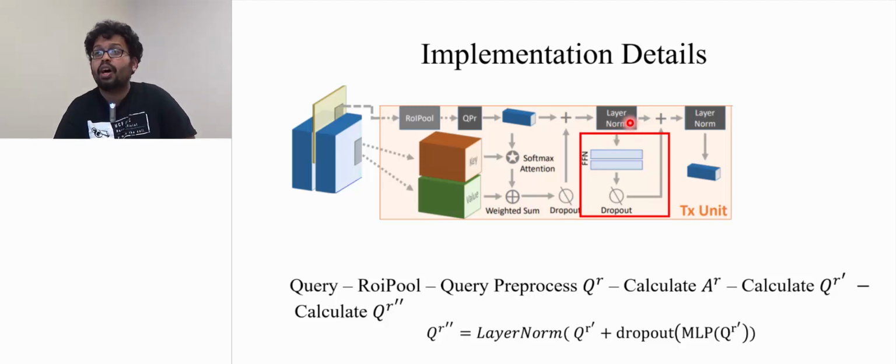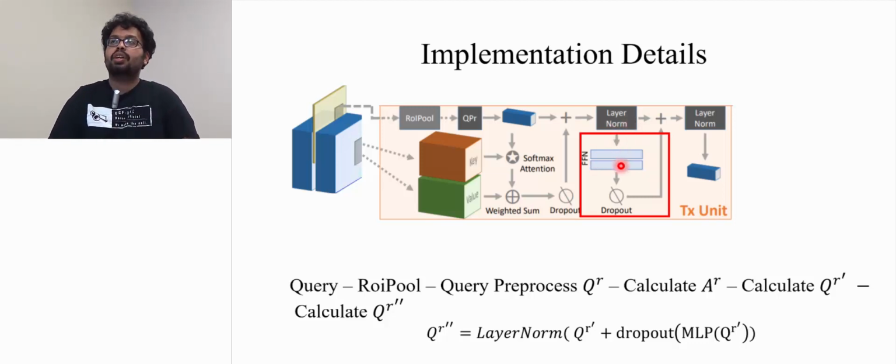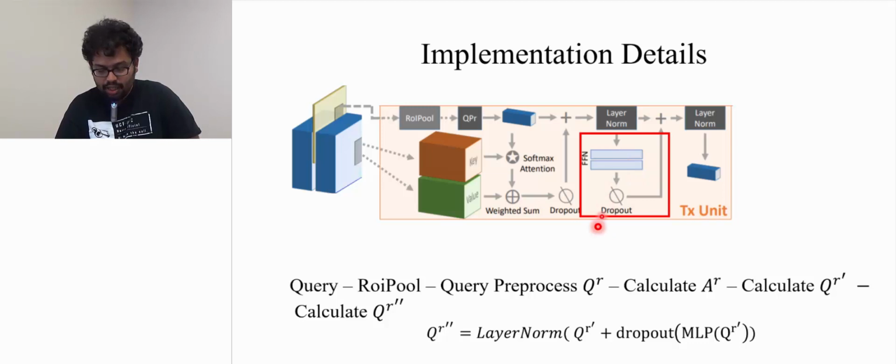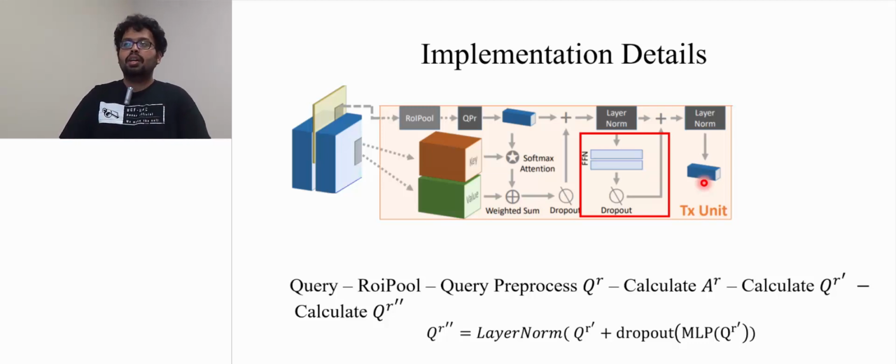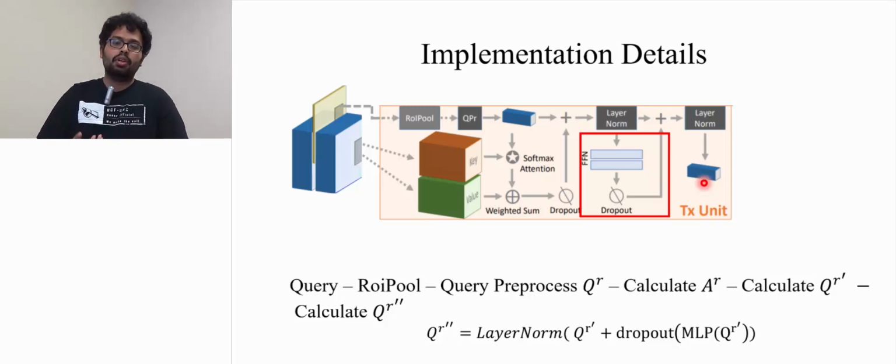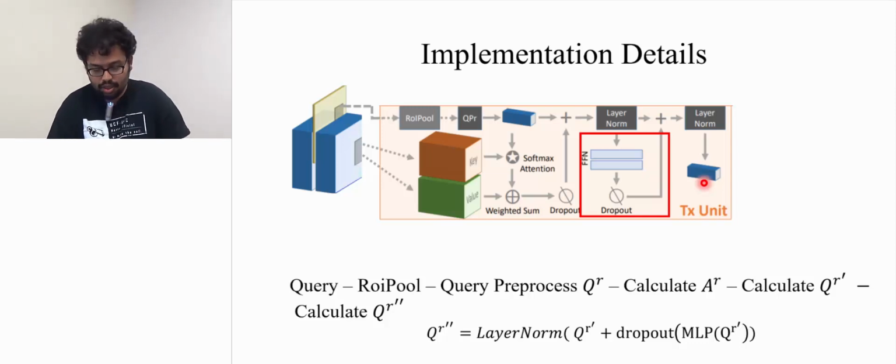After Q of R prime is obtained, we pass it through a feed forward network, which is a two-layer multi-layer perceptron, or two fully connected layers, and then a dropout is again done on it to obtain Q of R double prime, which is this blue vector here. This process is done using a 2-head 3-layer transformer network to obtain a tighter bounding box and to categorize, which results in a tighter bounding box and the class of the action.